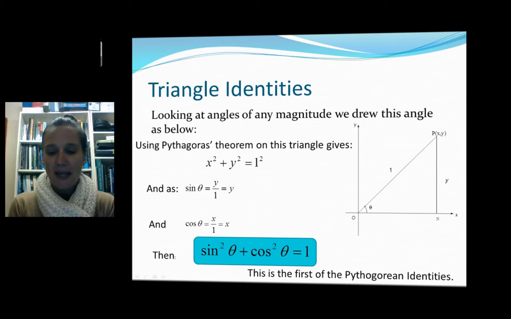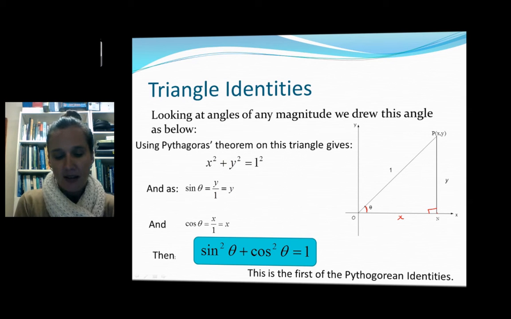Looking at the angles of any magnitude, we drew this angle as below. Using our Pythagoras theorem on this triangle, here we have our value of x, here we have the height of y, we have our right angle between, and we know our hypotenuse here is 1. So x squared plus y squared is equal to 1 squared. And if we look at our angle theta, sine theta is y divided by 1, which is equal to y.